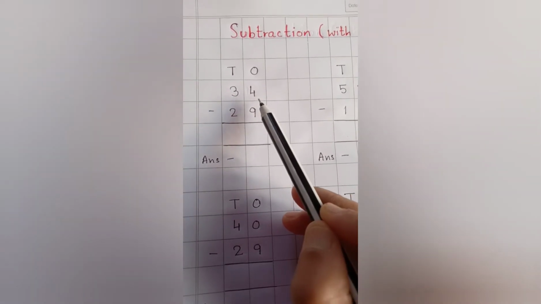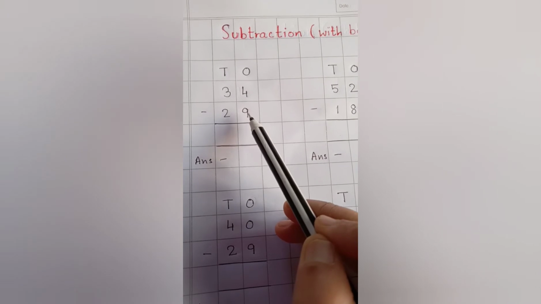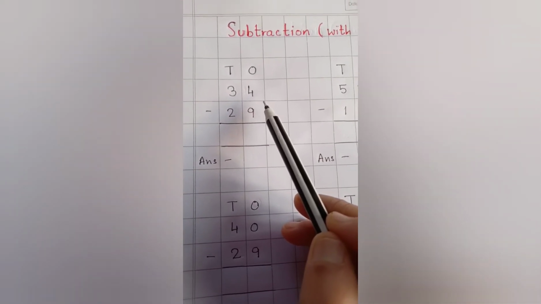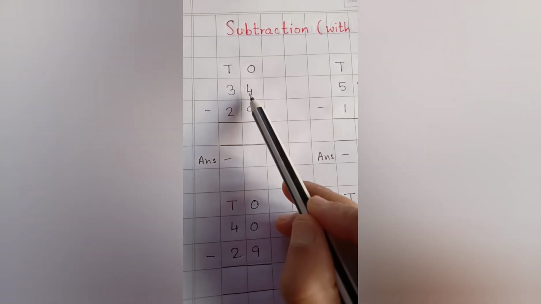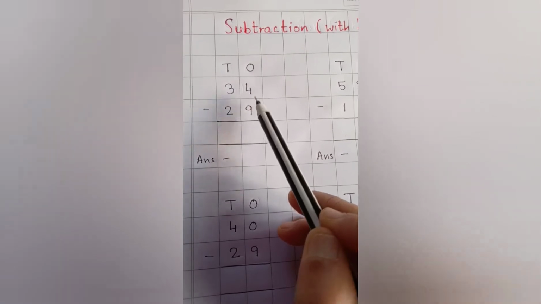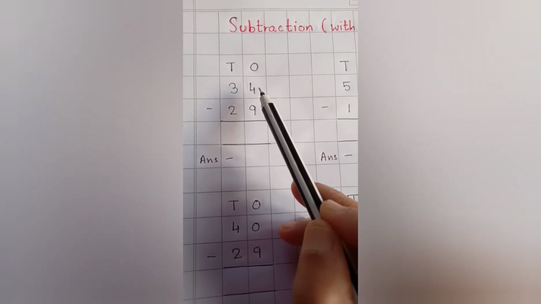Suppose you have 4 pencils and I ask you to give me 9 pencils. Will you be able to give me? No. How can you? Because you have only 4 pencils and 4 is a small number. You don't have 9 pencils. So how will you give me? So what should we do?